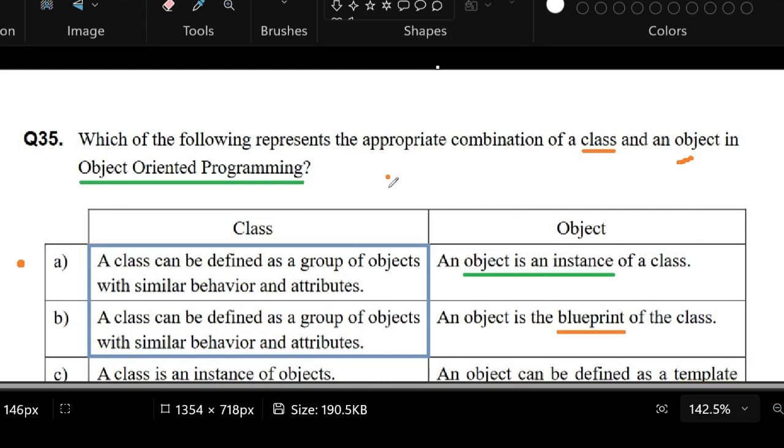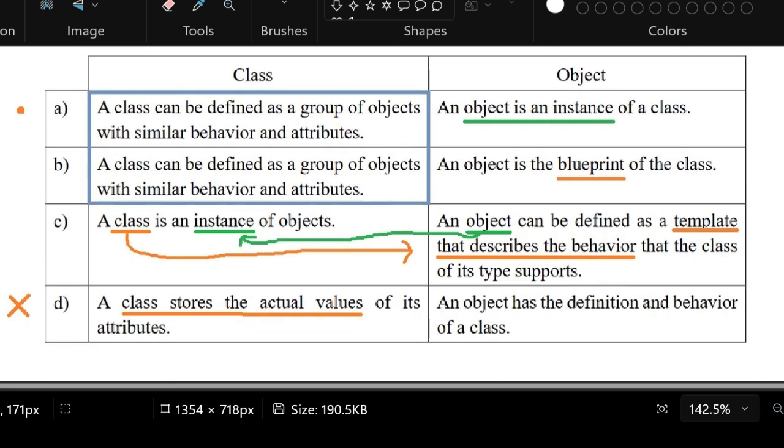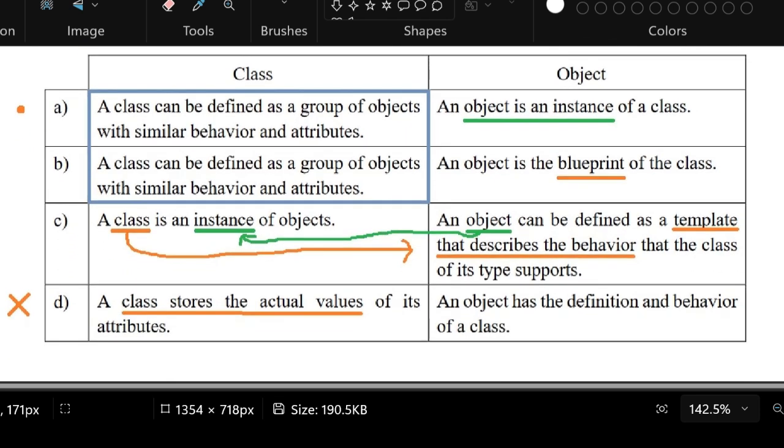Question number 35 of the PhilNITS FE morning portion of the exam. In this question, we are being asked, which of the following represents the appropriate combination of a class and an object in object-oriented programming?